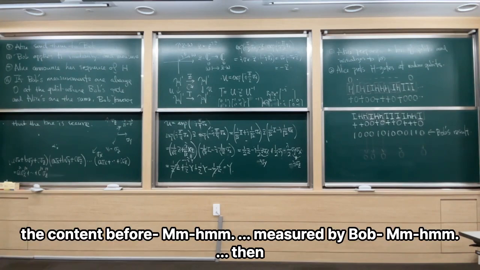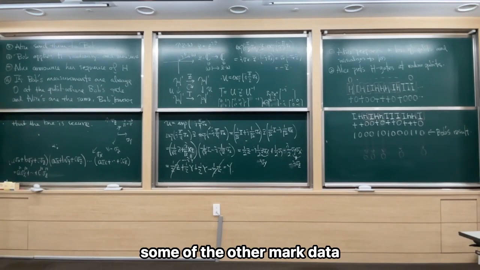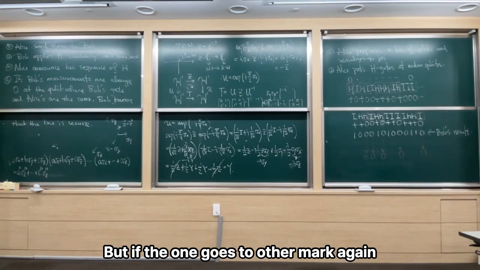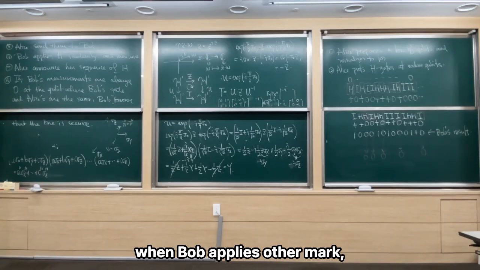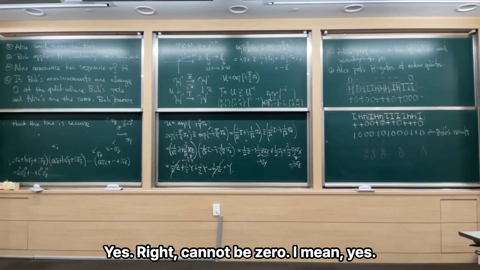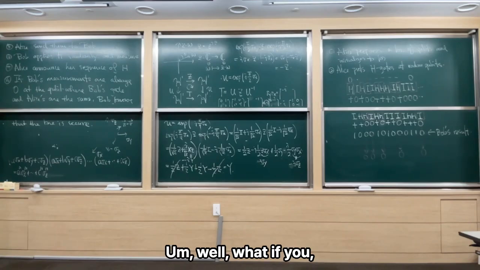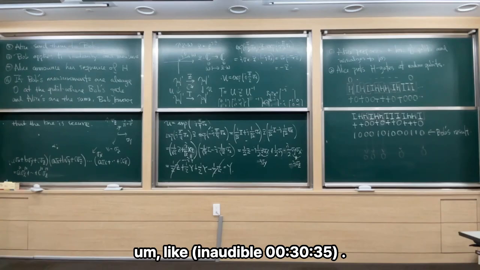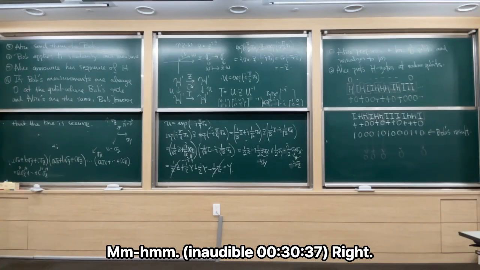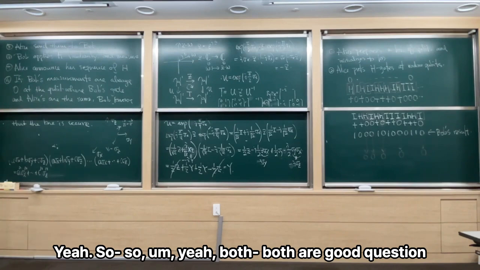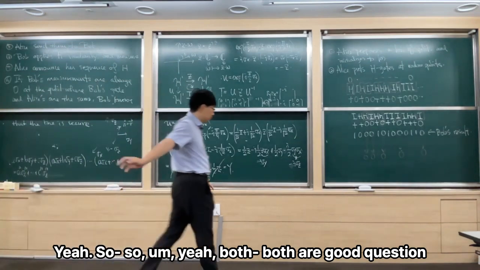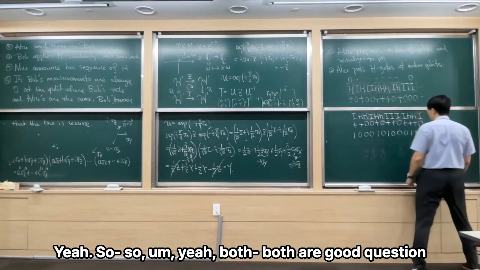If Eve measured the content before Bob measured, then some of the states would be 1. But if the 1 goes through the Hadamard again when Bob applies Hadamard, then it wouldn't be 0. Yes, right. It cannot be 0. I mean, yes. But what if... Right. Yeah. So both are good questions and good answers here.